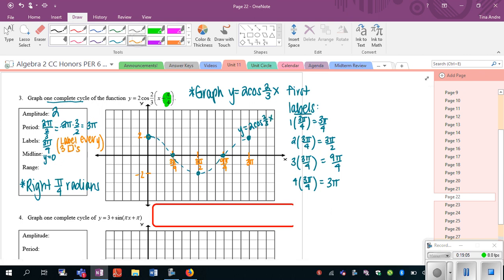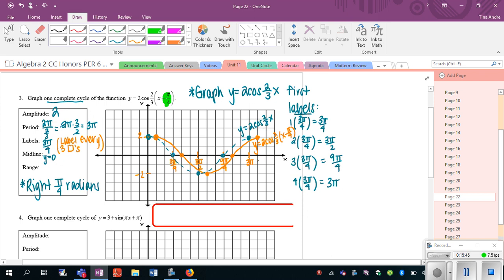So for the shifting, I'm going to take each of these points and only go 1 box, because 1 box is equal to pi over 4 radians. So 1 box to the right, 1 box to the right, 1 box to the right, 1 box to the right, and 1 box to the right. And now I can go ahead and connect. And this is going to be my final curve: y equals 2 cosine (2/3)(x minus pi over 4).